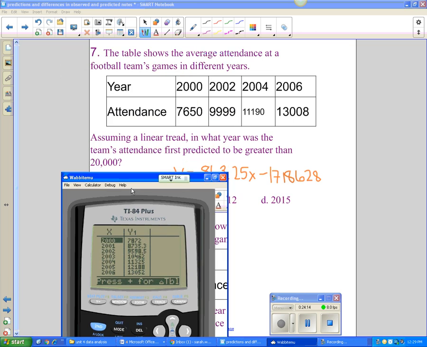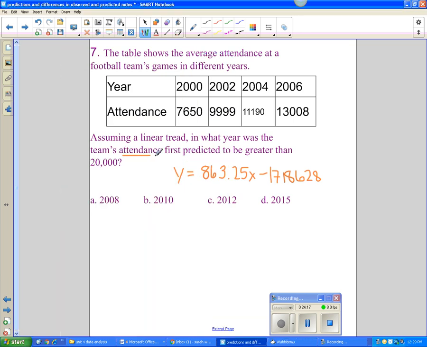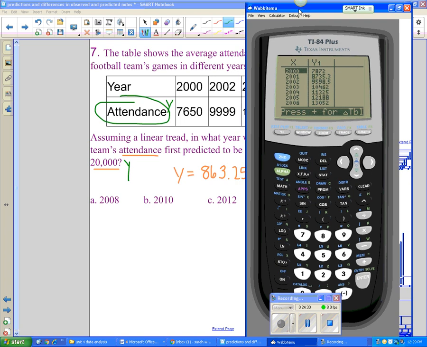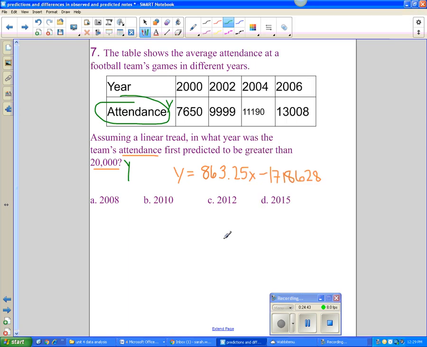All right, the question says, when will the team's attendance be 20,000? All right, attendance is a Y value. So 20,000 is a Y. So we're looking in the Y column for 20,000. And so you look in your Y, 20,000. That first happens in 2015. So that's D.